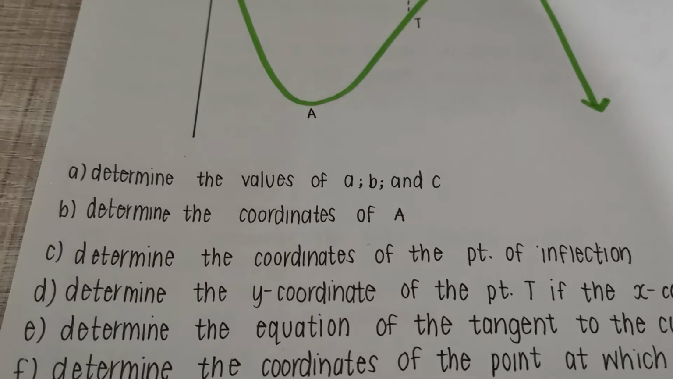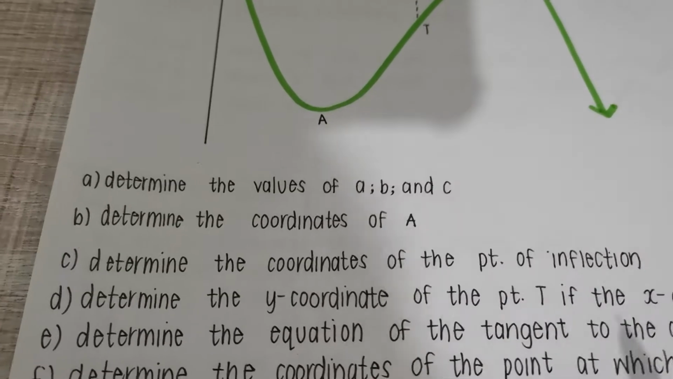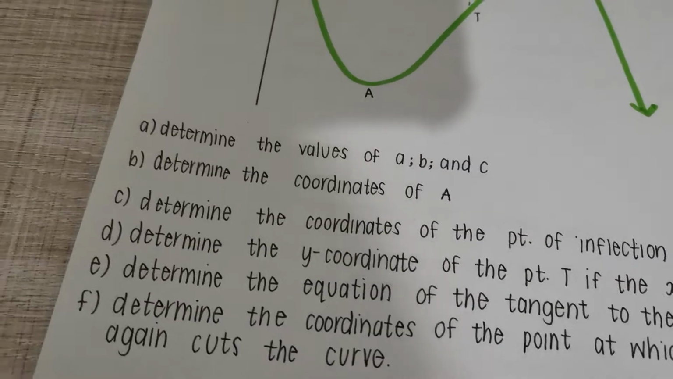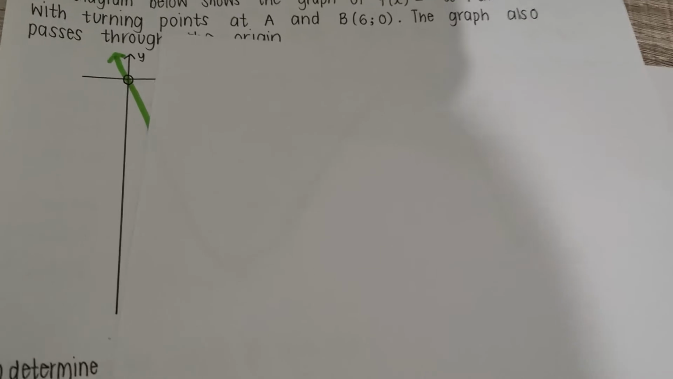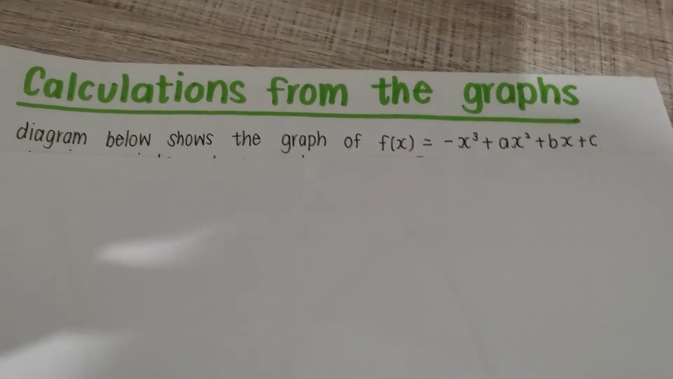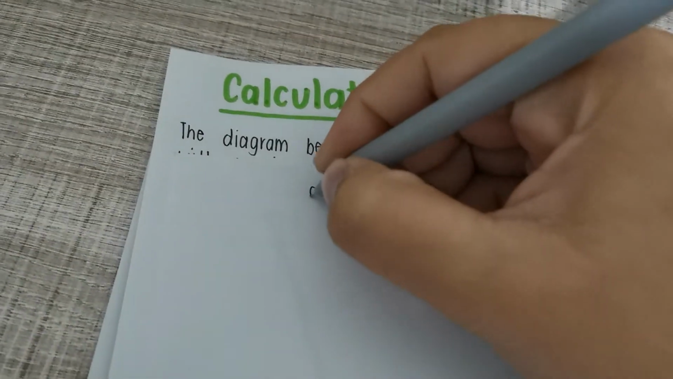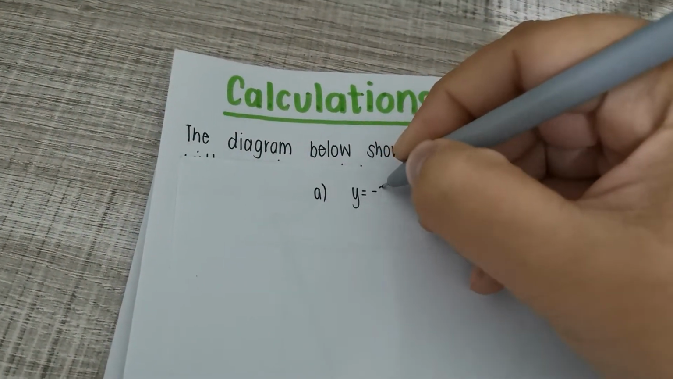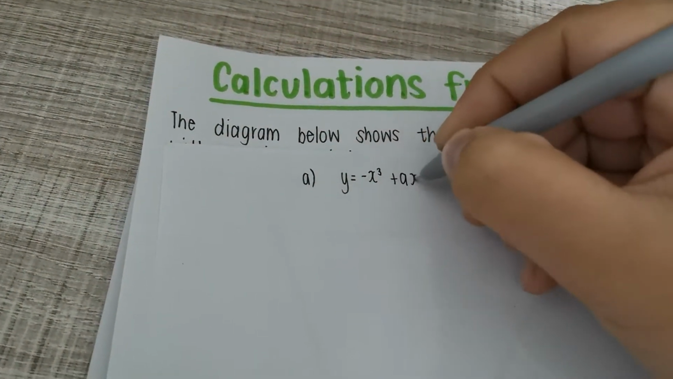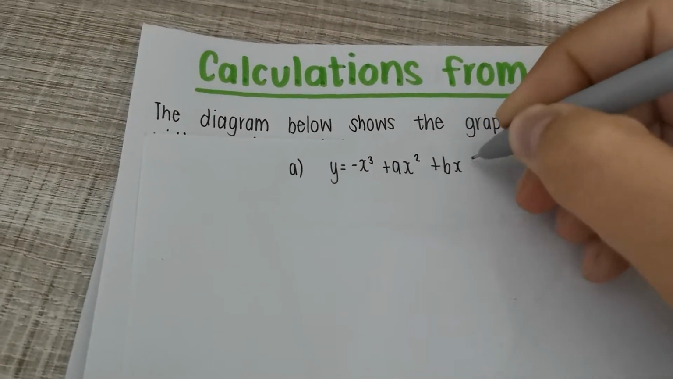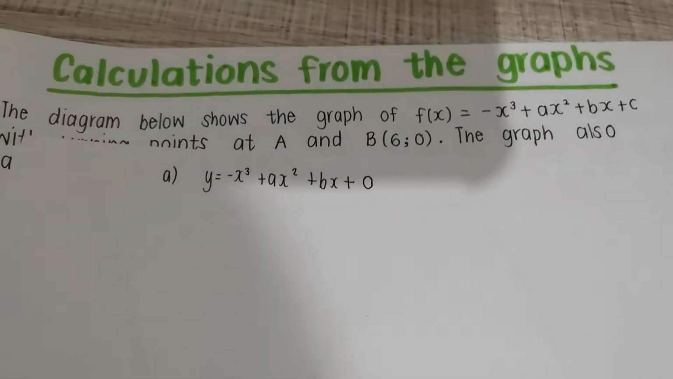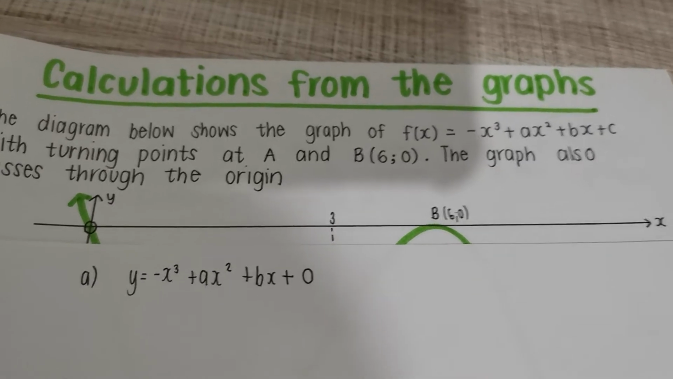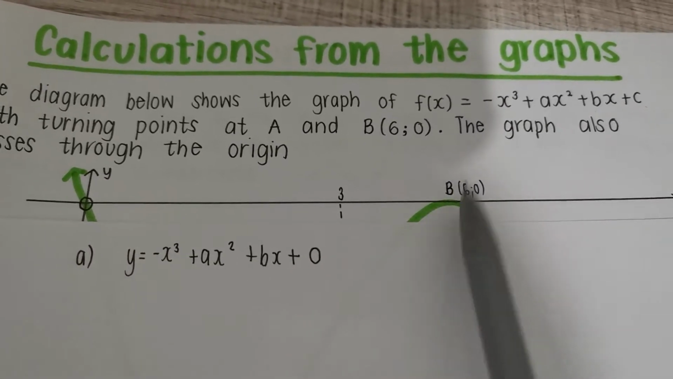Okay, the first question says determine the values of A, B, and C, which is what we're going to do. Let's have some paper from here. Okay, determine the values of A, B, and C. So what I'm going to do over here is I already know that our C value is 0. Okay, then we know that our x-intercepts, I mentioned this, are at 0 and 0, and 6 and 0.